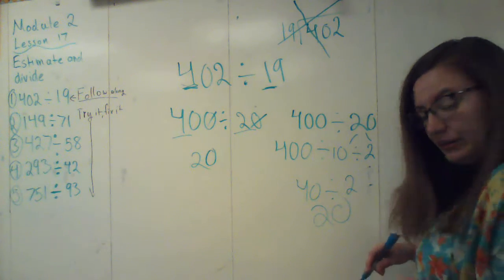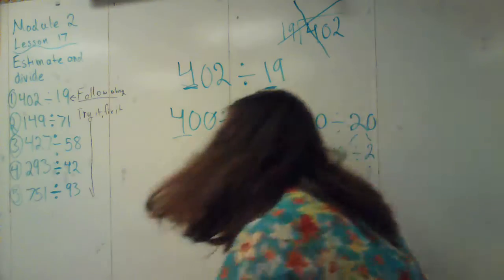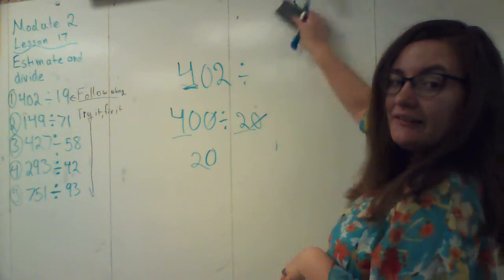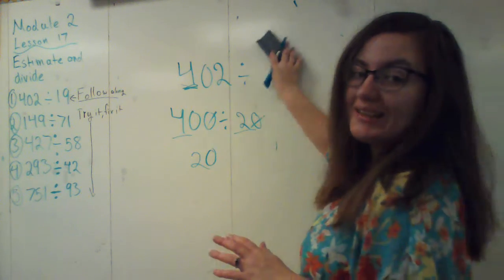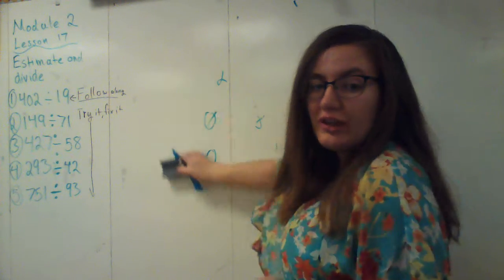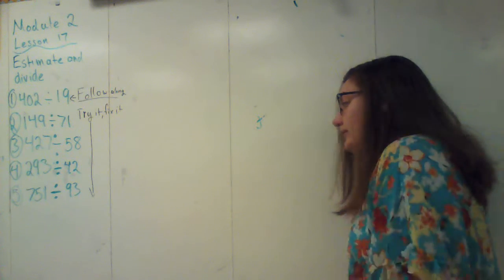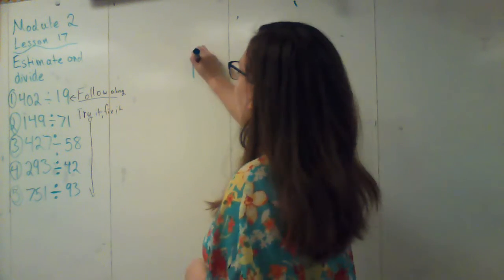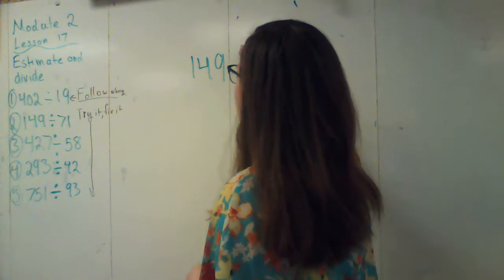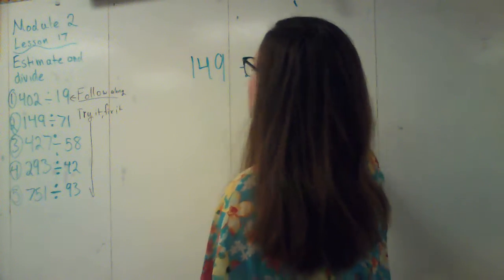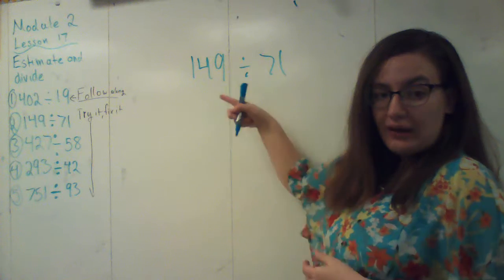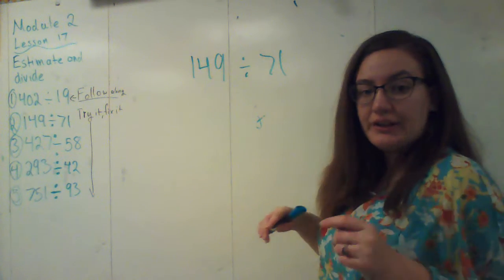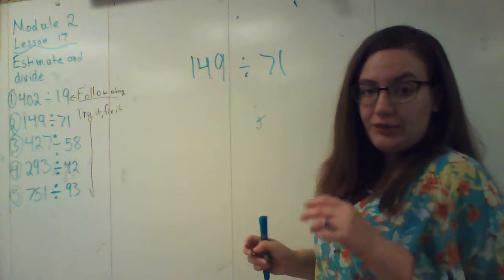Let's try another one. So this problem, you're going to be trying it on your own and then fixing it. All I need to do is estimate. You do not need to do a standard algorithm for any of these problems. So the next problem is 149 divided by 71. All you need to do is round these 2 factors and then solve for that. So go ahead and pause the video right now and try this on your own.